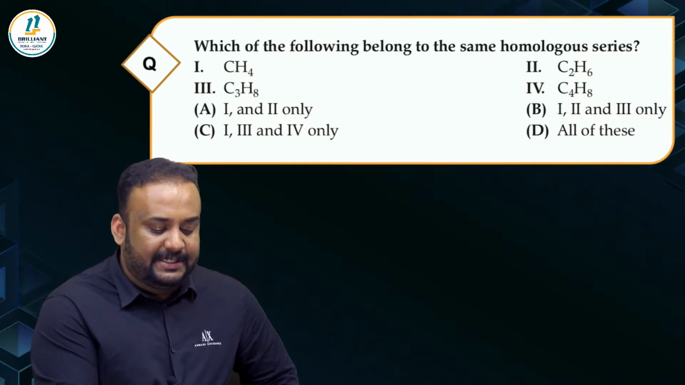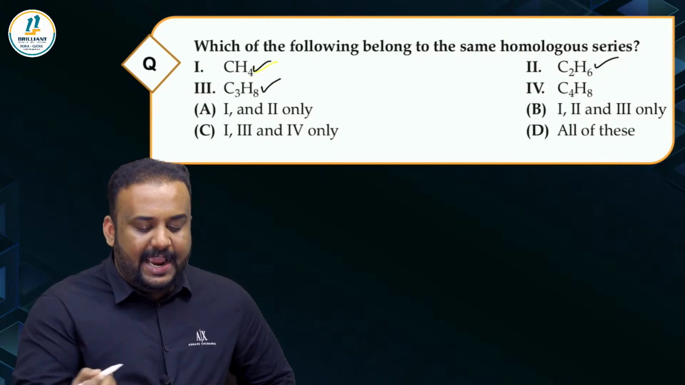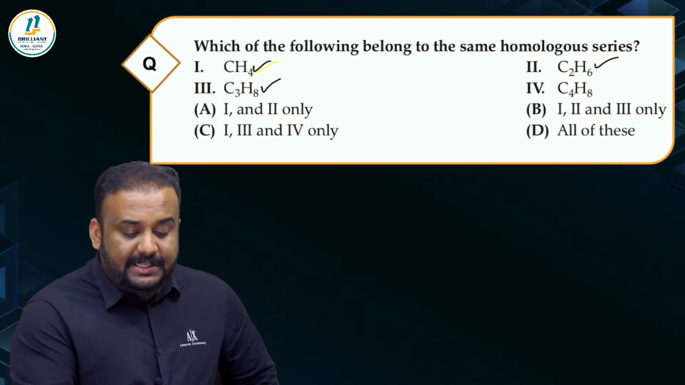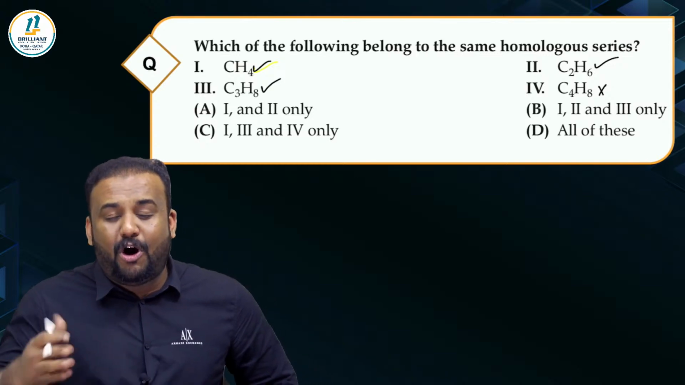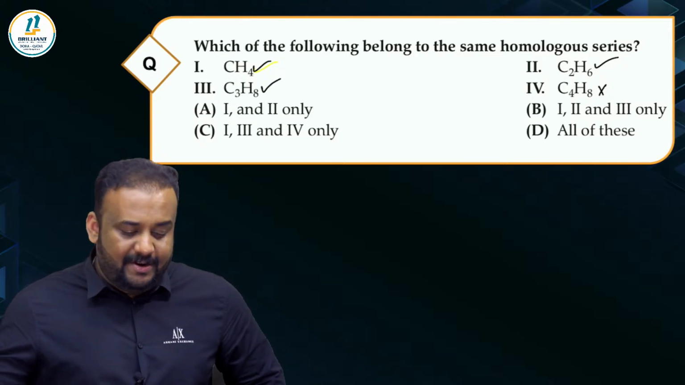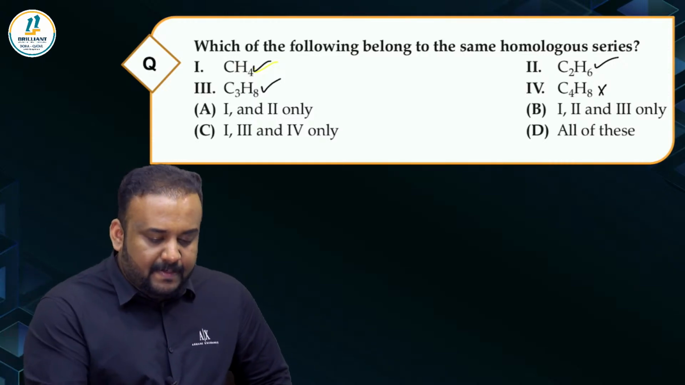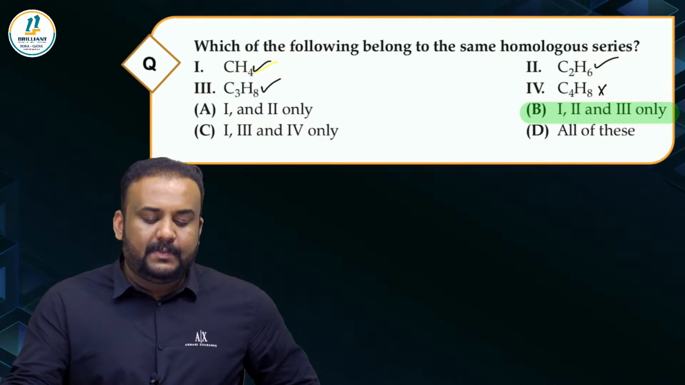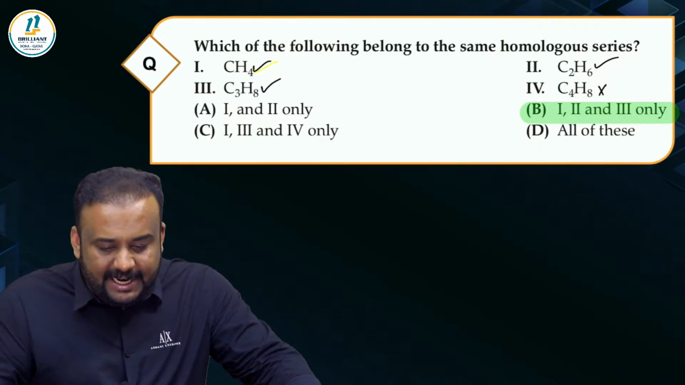We have CH4. This is an alkane. C2H6. This is also an alkane. C3H8. This is an alkane. But C4H8, that's an alkene. So all alkanes belong to the same family, right? So it's 1, 2, and 3. All of them belong to the same family, 1, 2, and 3. I hope it is clear.